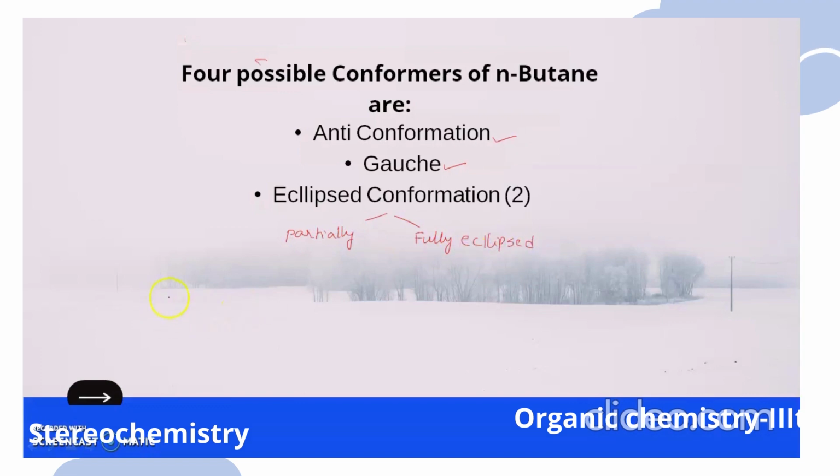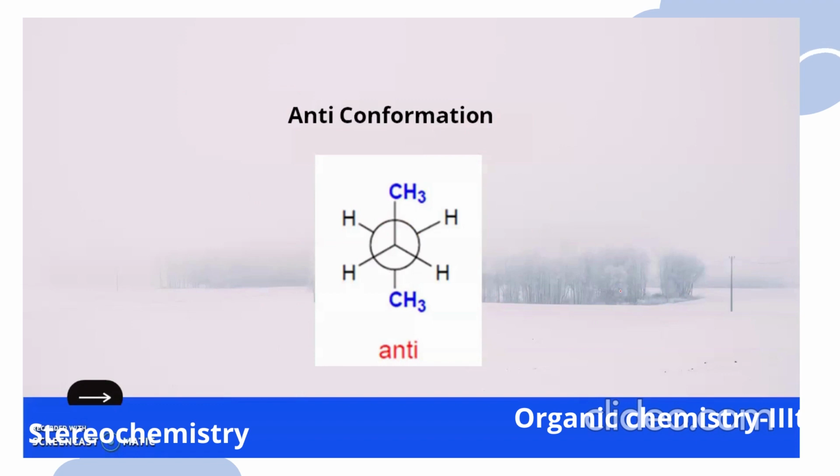We can say that anti-conformer is more stable, followed by your gauche, followed by your partially eclipsed, followed by your fully eclipsed conformers, to indicate their order of stability. So this is the representation of the anti-conformer, where 2 methyl groups are separated by the maximum possible distance.